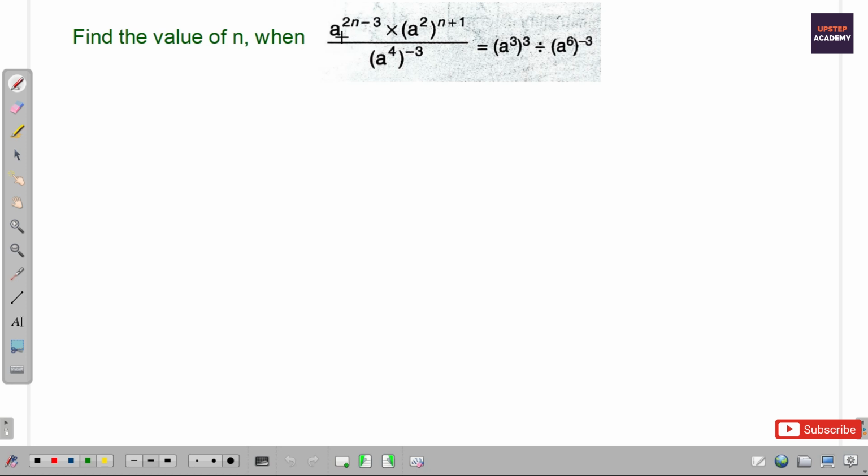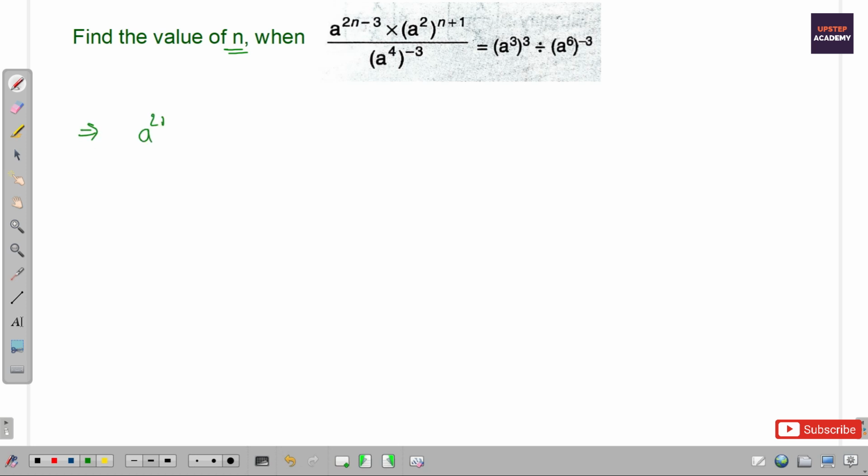Our example is a raised to 2n minus 3 into (a raised to 2) and this bracket raised to n plus 1 divided by this (a raised to 4) raised to minus 3 equal to (a raised to 3) raised to 3 divided by (a raised to 6) raised to minus 3. This is the given thing, and from that we have to find out value of n, right? So let us take our first step.